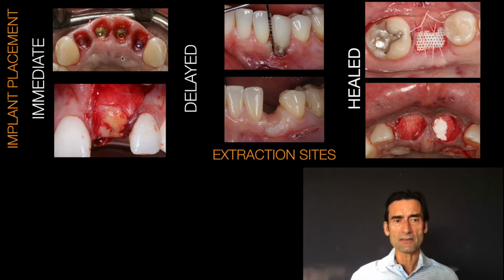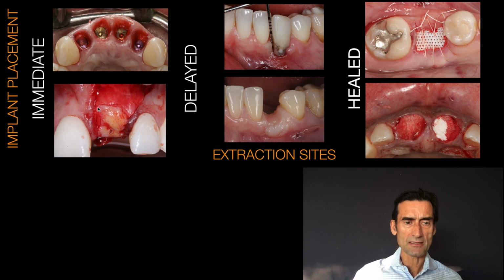Again, the buccal plate was intact, the soft tissue was intact, no recession. So here we place the implant directly with a socket graft and also with a soft tissue graft to thicken the buccal soft tissue. On the bottom of this immediate site, you can see something different.